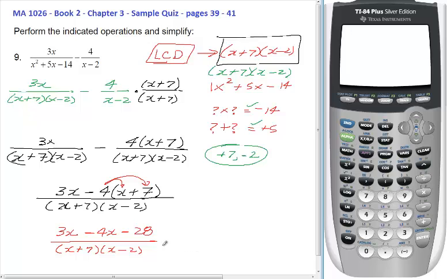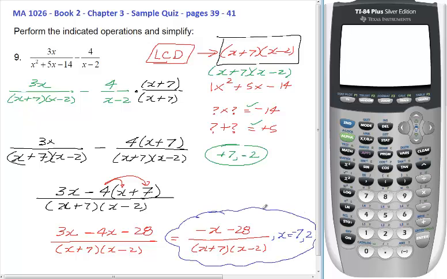Now, what can we do here? We can add the 3x and negative 4x to get negative 1x minus 28, all over x plus 7, x minus 2, and it looks like this doesn't simplify any further. So I'll add the restrictions now: x cannot equal whatever makes a denominator 0, so it'll be negative 7 and positive 2. So there's a complete solution for number 9 in your book 2 chapter 3 sample quiz.